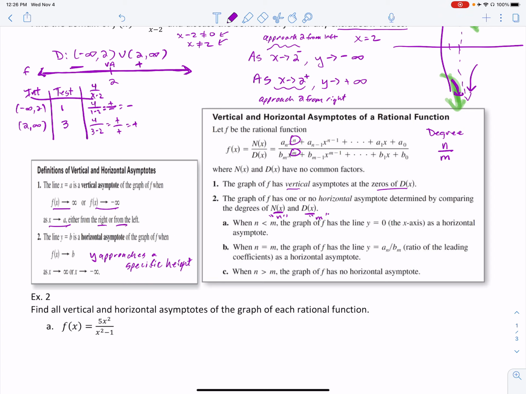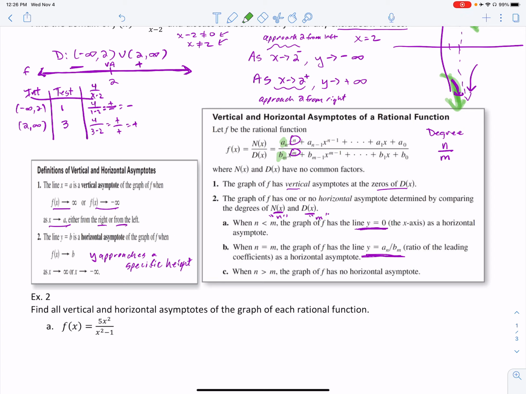If the numerator is smaller in degree than the denominator, then you have a horizontal line of y equals 0. When the degrees in the numerator and denominator are the same, then you have a horizontal asymptote that is the ratio of these 2 leading coefficients, y equals a sub n over b sub m. And when the degree of the numerator is greater than the denominator's, there are no horizontal asymptotes at all. So those are things to memorize.